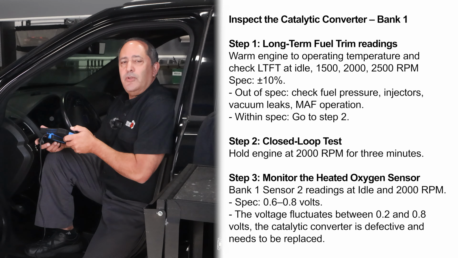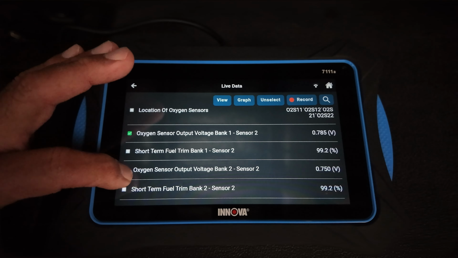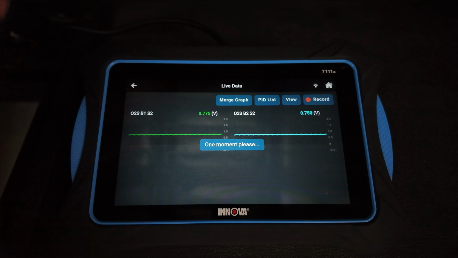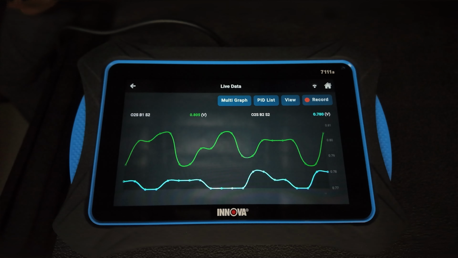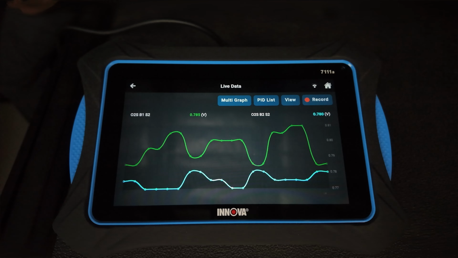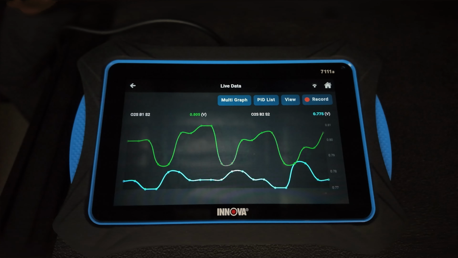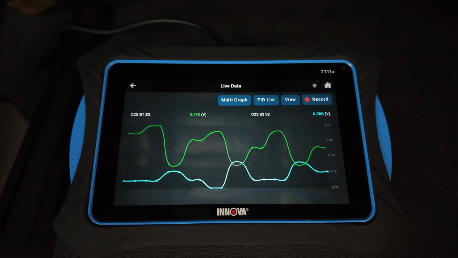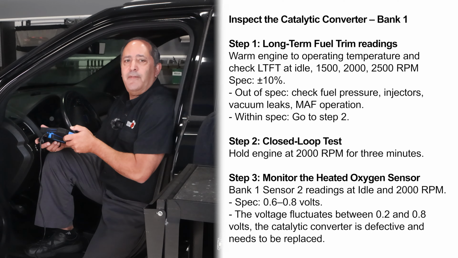Raise the engine speed to 2000 RPM and hold it for 3 minutes. This ensures the engine is in closed loop operation. Monitor the heated oxygen sensor, Bank 1 Sensor 2 at idle and at 2000 RPM. The voltage should fluctuate slowly between 0.6 and 0.8 volts. If the voltage fluctuates between 0.2 and 0.8 volts, the catalytic converter is defective and needs to be replaced.